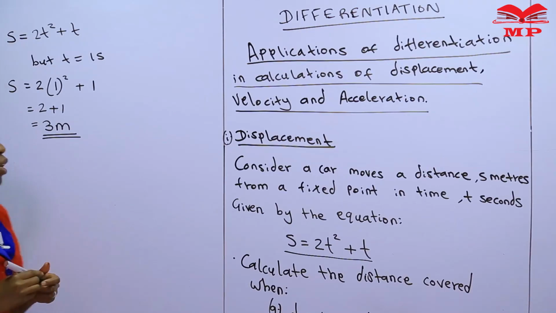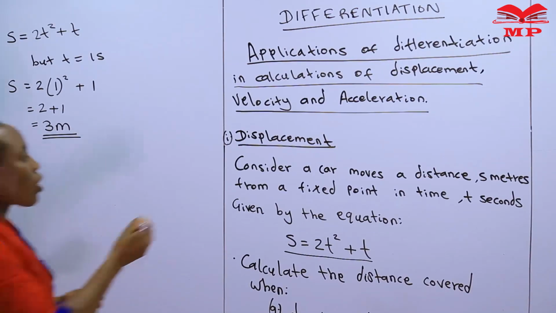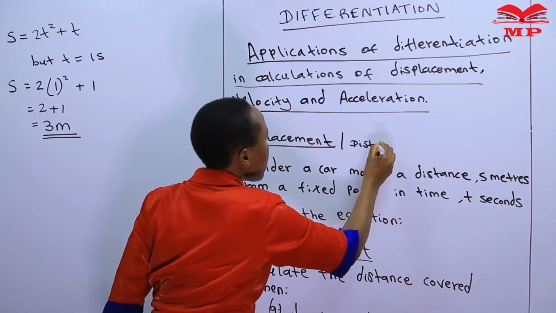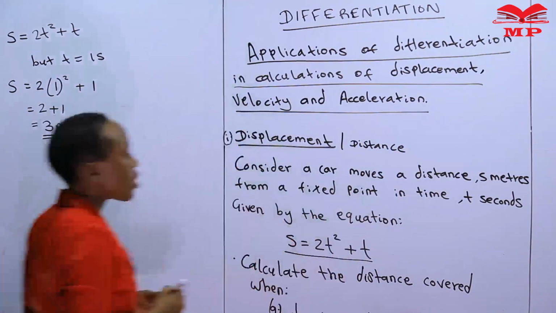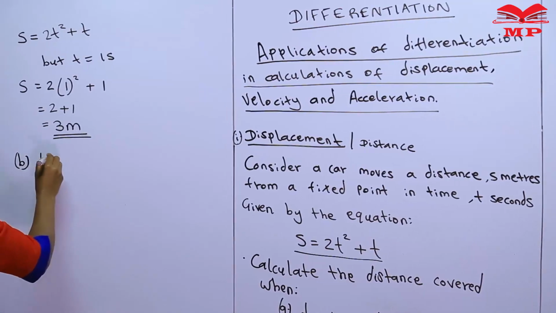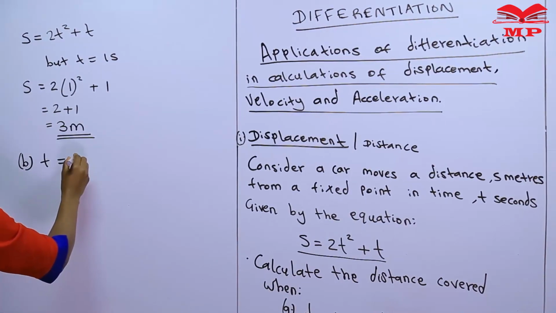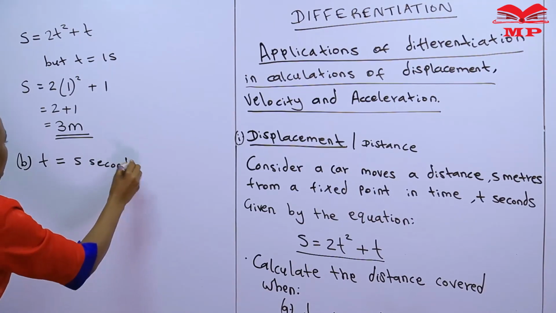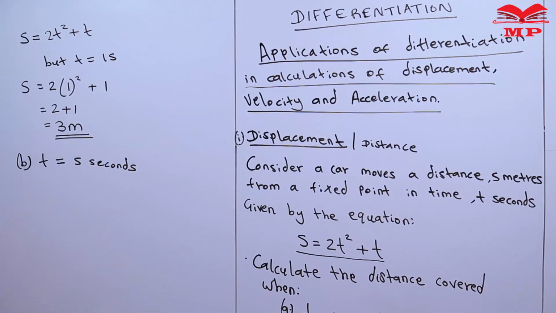So that's how we calculate the distance, or in our case, the displacement. The distance will be 3 meters when t is 1 second. Again, part B, now t is equal to maybe 5 seconds, and we need to calculate the distance.